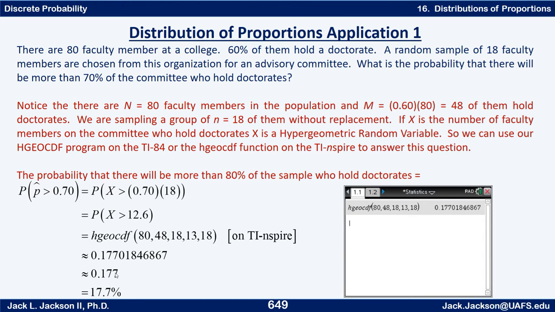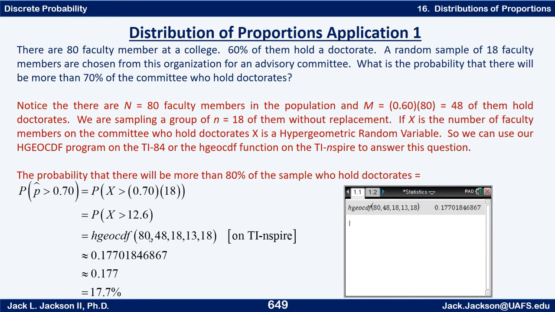So the corresponding p hat is x divided by n. So multiply n times both sides here, and we get x is greater than 0.7 times 18. 0.7 times 18 is 12.6. So we need the probability that x is greater than 12.6.